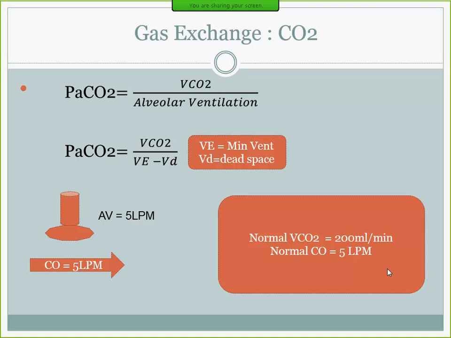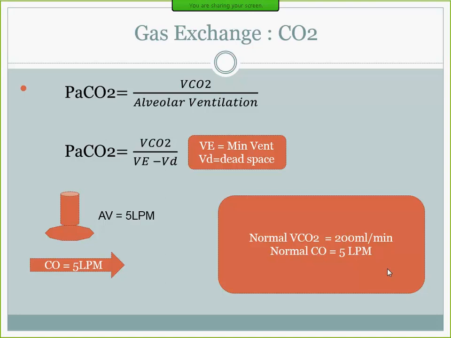things. It's a ratio between the VCO2, the amount of CO2 that we produce, and actual alveolar ventilation. Now, alveolar ventilation is the difference between your minute ventilation and dead space ventilation. So normally, on average, we need to have 5 liters of minute ventilation to get rid of the 200 ml of CO2 that we produce every minute.